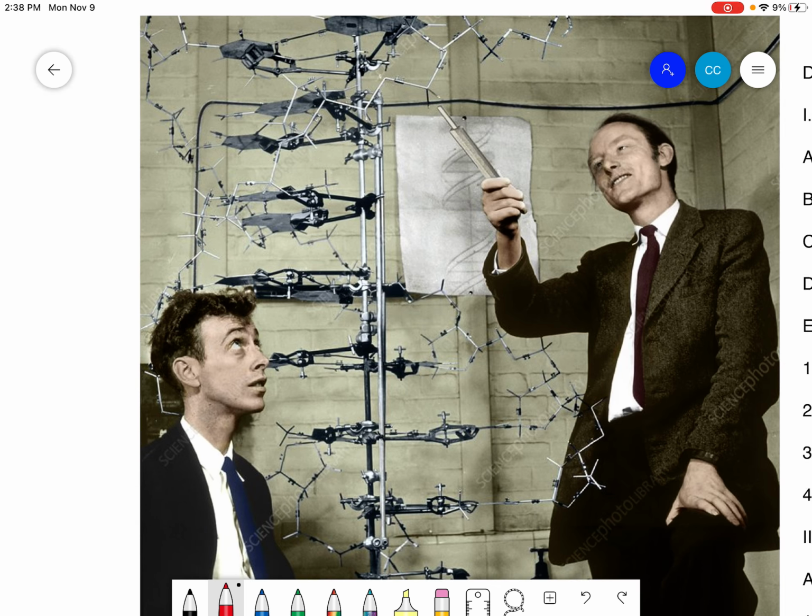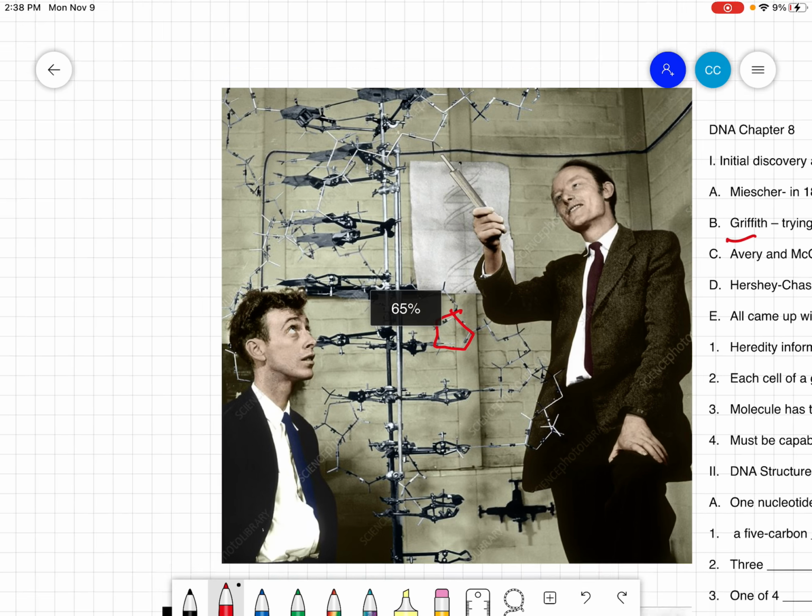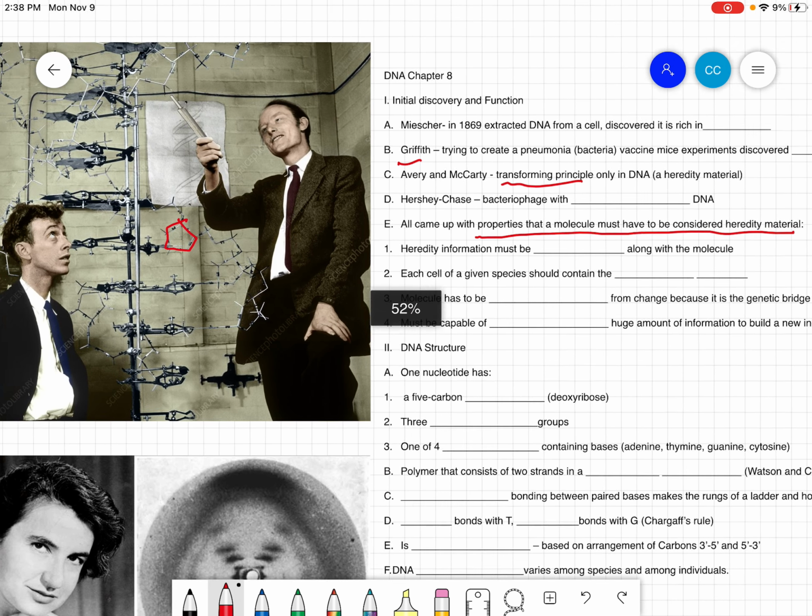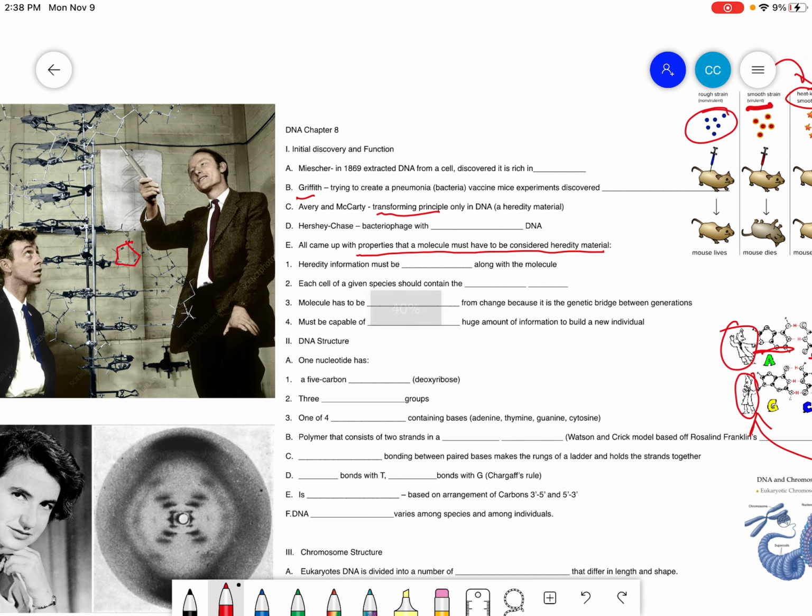It's been colorized, but this is a picture of their model of DNA, and you can see the 5-carbon sugar here, and they learned that the only way that the double helix could hold together was through weak hydrogen bonds in between bases. And so they were who took that double helix shape and kind of puzzled out how it worked based on the knowledge we had about the molecules that made it up. Hydrogen bonding between paired bases makes the rungs of the ladder and holds the strands together. A bonds with T, C bonds with G.